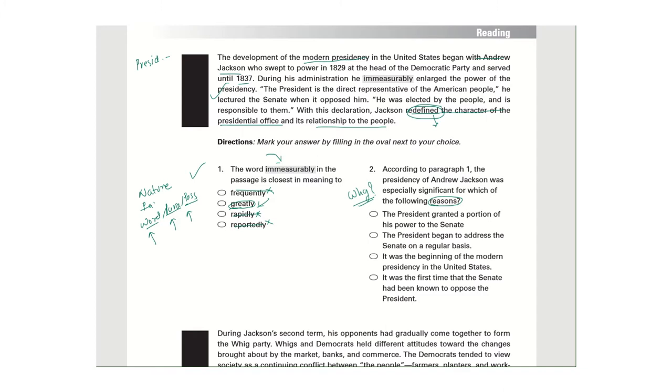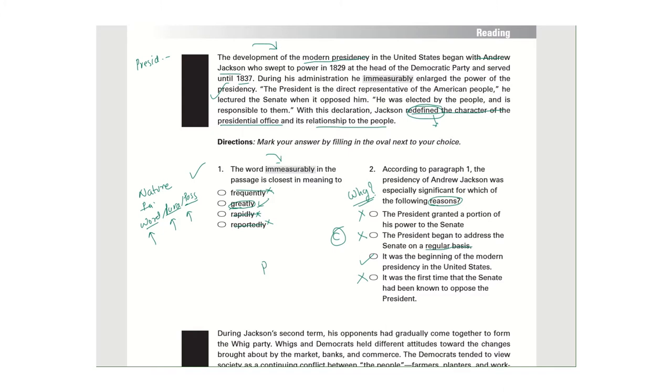So let me see. President granted a portion of his power to Senate. This is not said. President began to address the Senate on a regular basis. Well, I don't see any such kind of evidence of regular basis and he's going every day, something like that. I don't see this. It was the beginning of modern presidency in the United States. Of course, this is stated at the beginning itself. The development of modern presidency began at this time. So this looks like an answer. First time that Senate had been known to oppose the president. Senate is not opposing it. The answer is C.